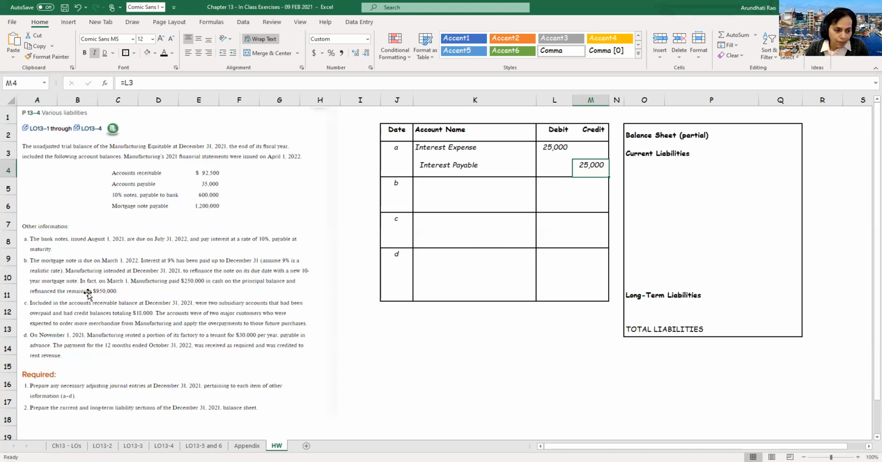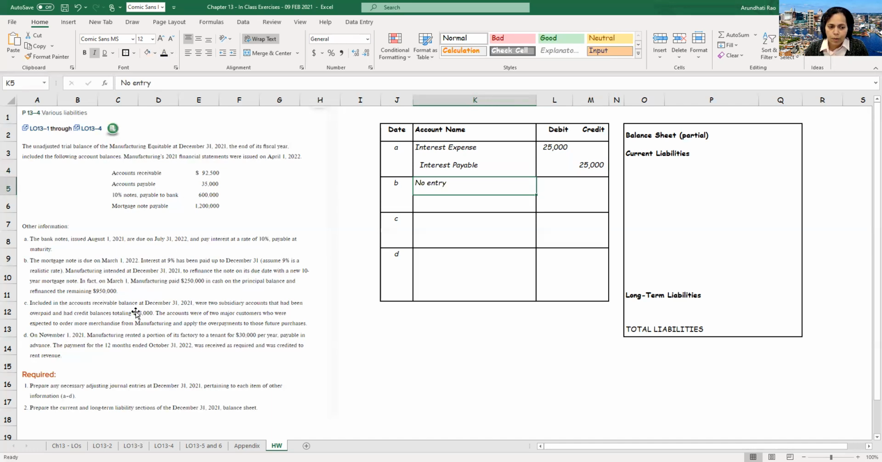So let's see. In fact, on March 1st, manufacturing paid $250,000 in cash on the principal, which means they repaid $250,000, and the balance of $950,000 was actually refinanced with long-term liability, with another long-term note. So when we get to that point, we'll see how to do the presentation in the balance sheet. No journal entry is needed now because at December 31st, nothing has been done. Interest was paid, they've not done anything. At December 31st, all we have is their intention. So here we have no journal entry.